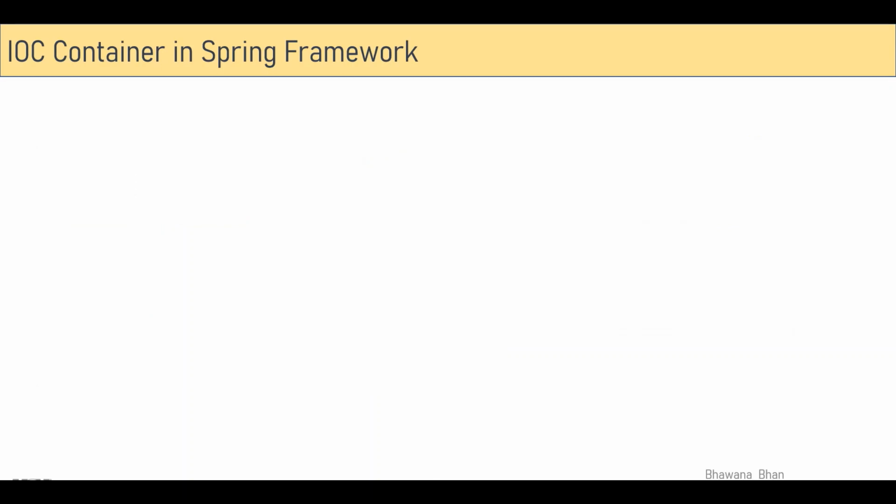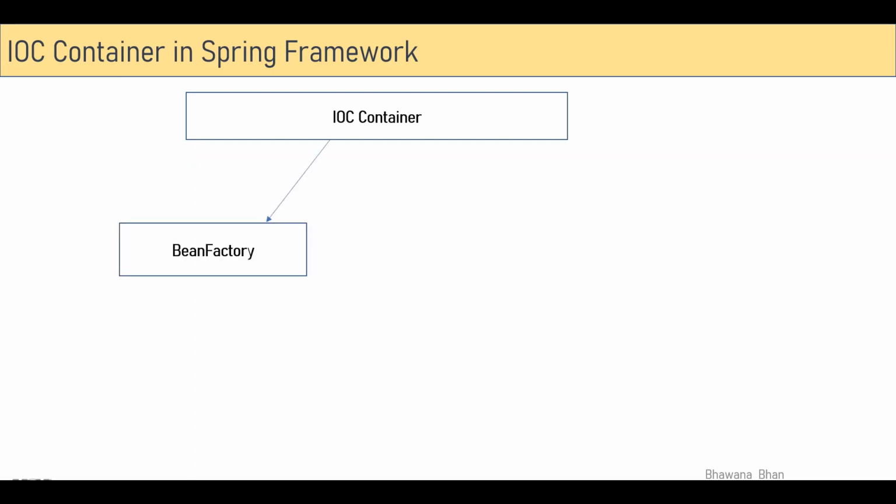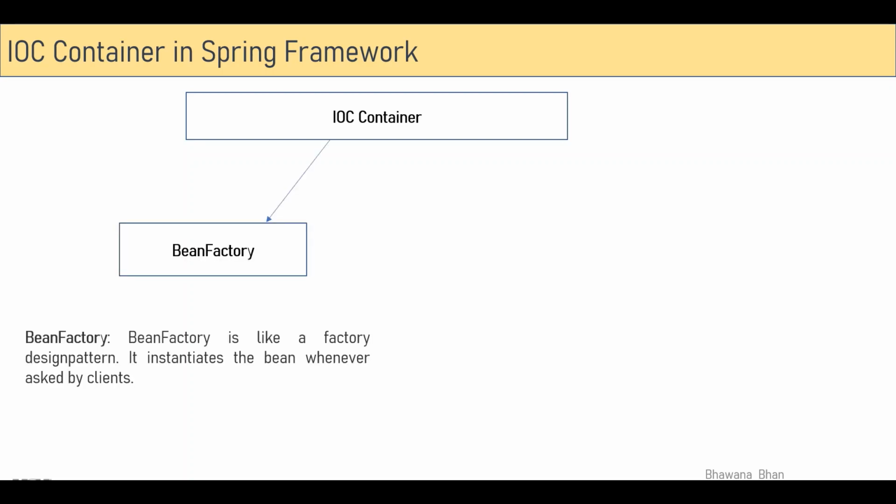Now we have two types of IOC containers. One is the bean factory, and the other is the application context. First, we will look at the bean factory. What is the bean factory? Bean factory is like the factory design pattern. When a client gives the input, based on that input, it is going to return the object to me.